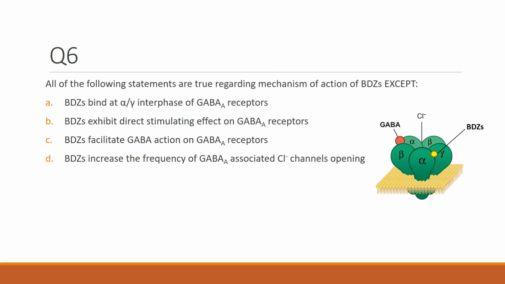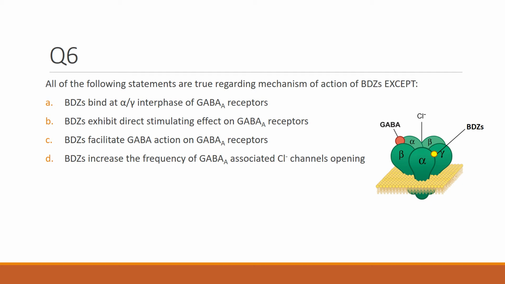Question 6 is, all of the following statements are true regarding mechanism of action of benzodiazepines except. The options are A. Benzodiazepines bind at alpha gamma interface of GABA A receptors. B. Benzodiazepines exhibit direct stimulating effect on GABA A receptors. C. Benzodiazepines facilitate GABA action on GABA A receptors. And D is Benzodiazepines increase the frequency of GABA A associated chloride channel opening.